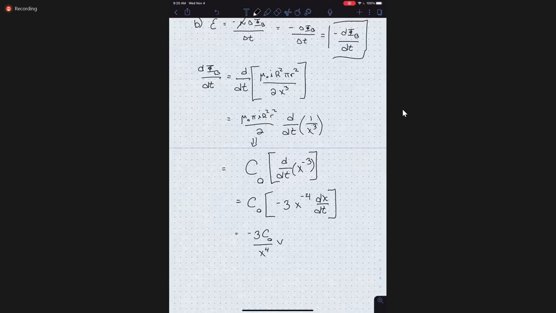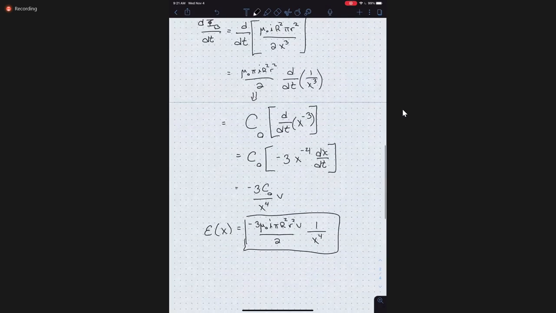And so we see that the instantaneous EMF as a function of distance is equal to minus 3 mu naught I pi R squared little r squared over 2, times v, times 1 over x to the 4th. It seems like a complicated expression, but it's very straightforward. Just a lot of pieces to keep together. Okay, so that is the EMF as a function of separation.